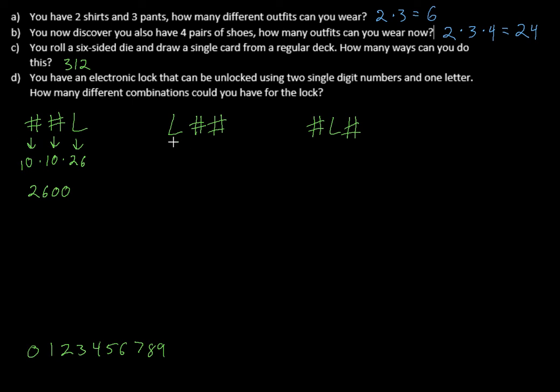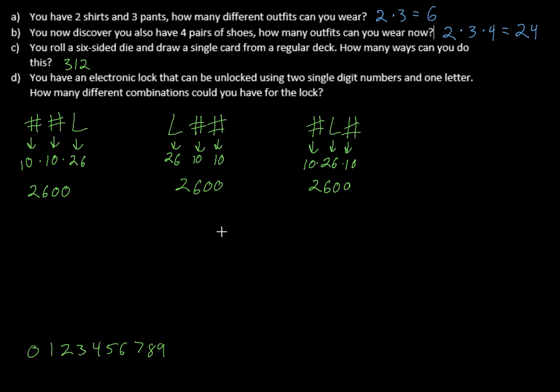Let's look at letter, number. We've got 26, 10, and 10 pops out 2,600 again. And if you're thinking about it, you probably already know what this is going to turn out to be. 10 different numbers, 26 different letters, 10 different numbers again. Gives us 2,600 possibilities. So now at this point, let's think. We've got 3 different ways we can do this.